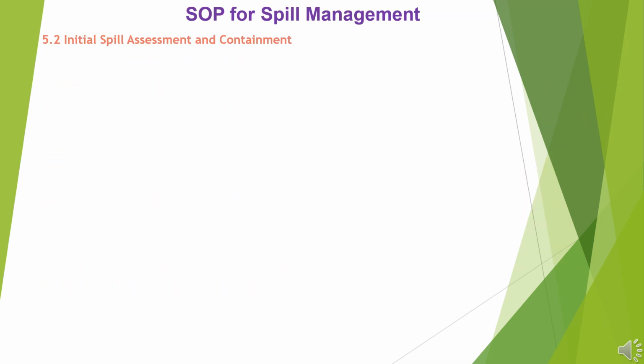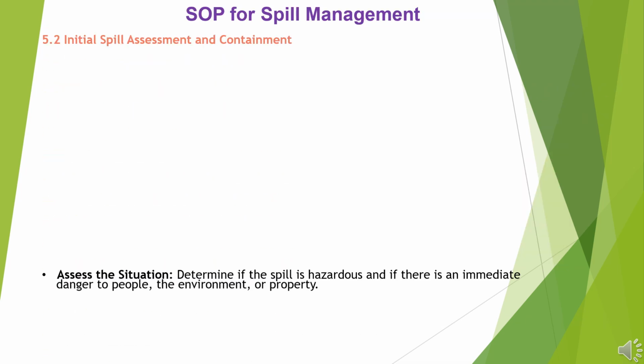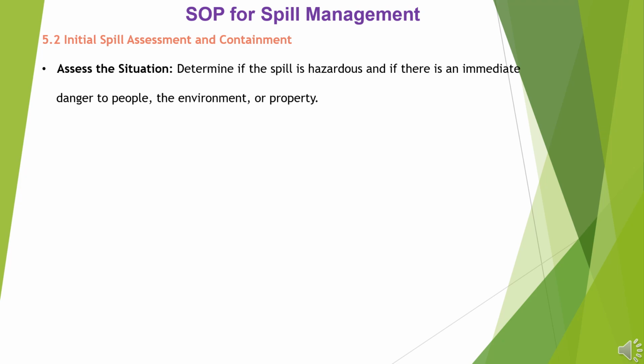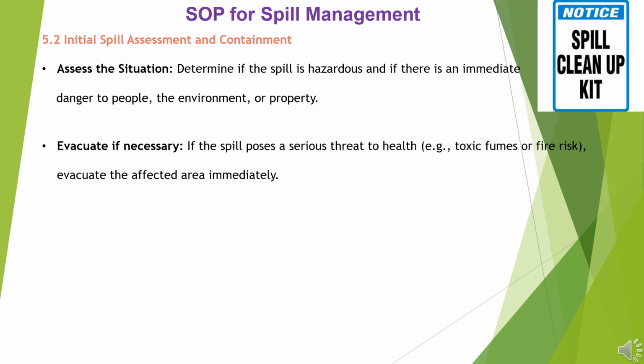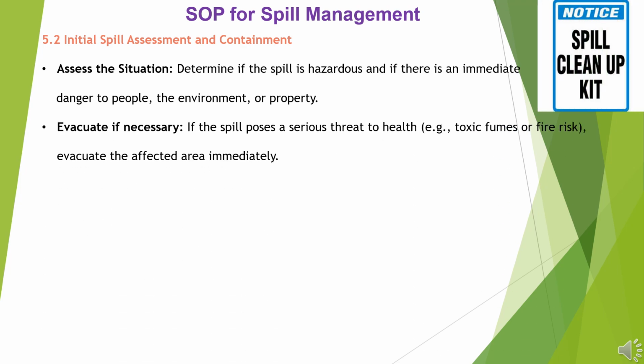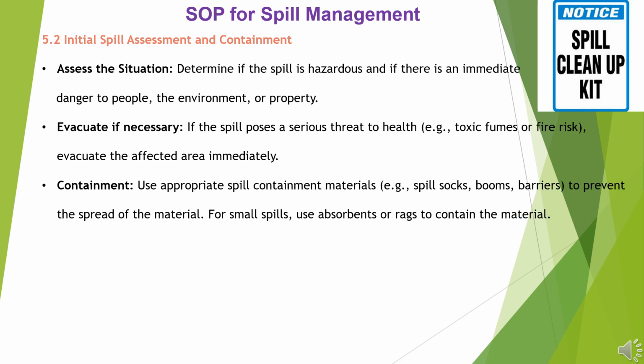5.2 Initial spill assessment and containment. Assess the situation, determine if the spill is hazardous, and if there is an immediate danger to people, the environment, or property. Evacuate if necessary. If the spill poses a serious threat to health, e.g. toxic fumes or fire risk, evacuate the affected area immediately.